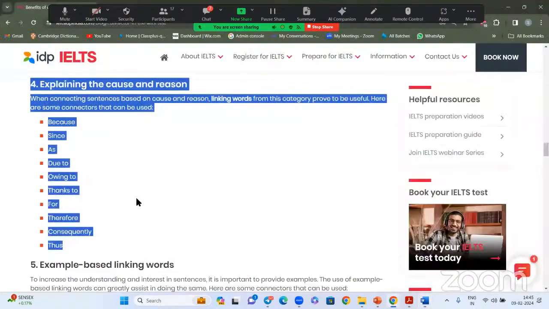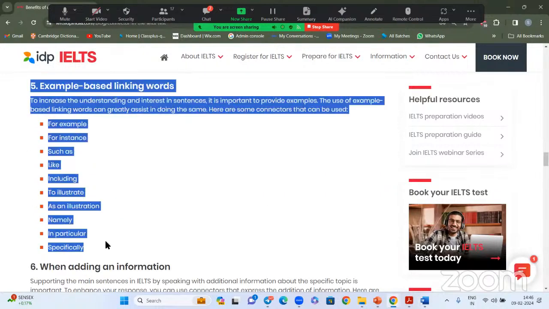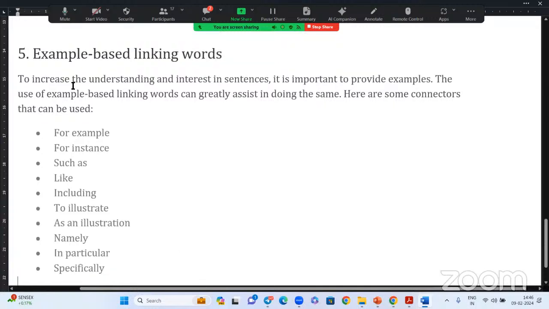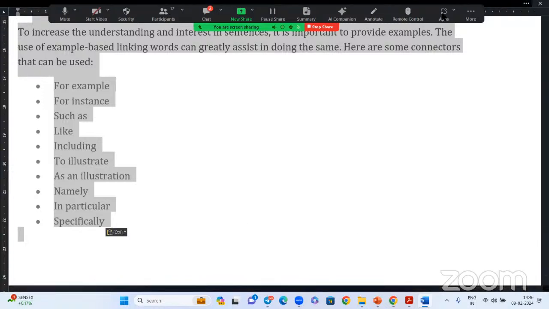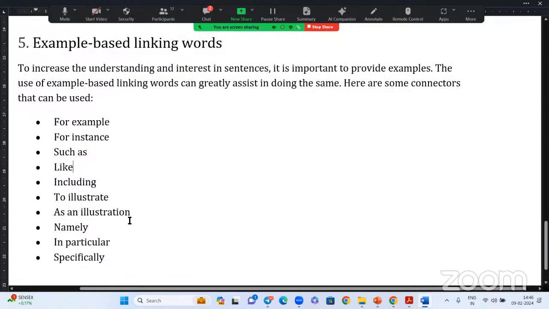Then next, example-based linking words. All these we have discussed. These are not new. As an illustration, as an example, in particular, specifically, for instance, for example, like, to illustrate, namely. So these words you can use to explain an example.